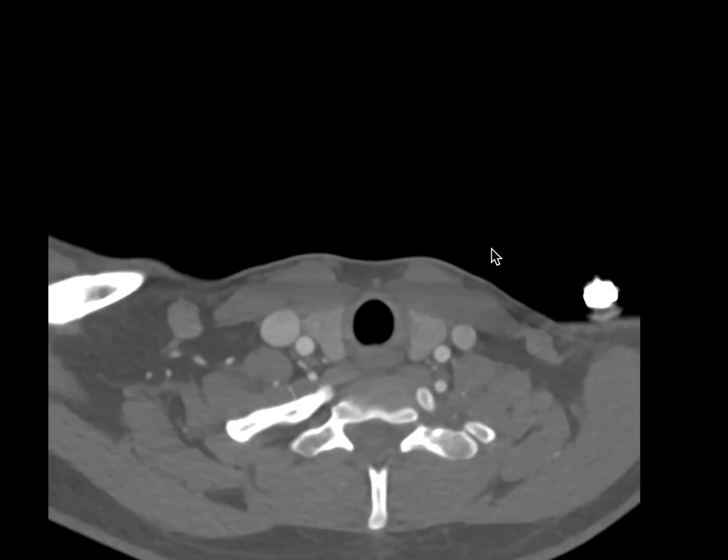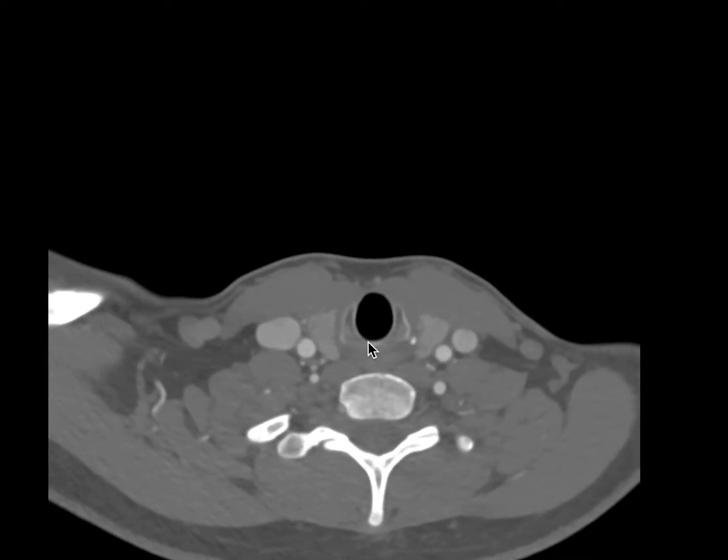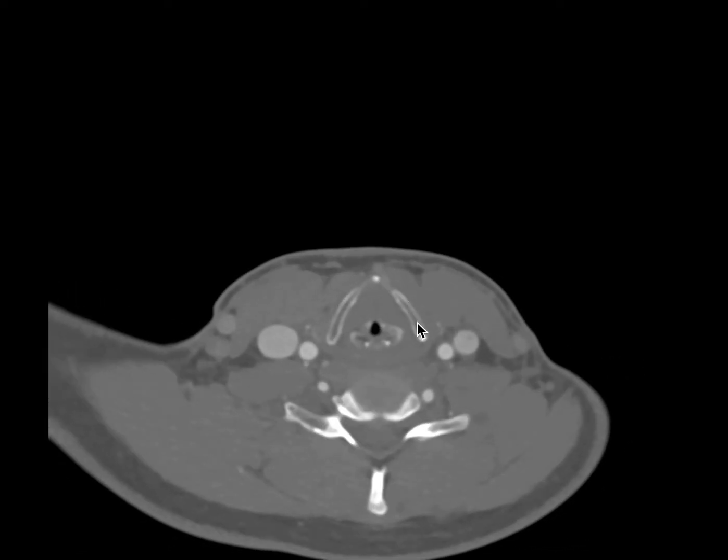Returning to our axial CTA images, I'll again point out the right and left common carotid arteries. We'll now follow them as they ascend through the neck. Scrolling superiorly here, we'll pass by the thyroid gland, pass by the cricoid cartilage, and pass by the thyroid cartilage.